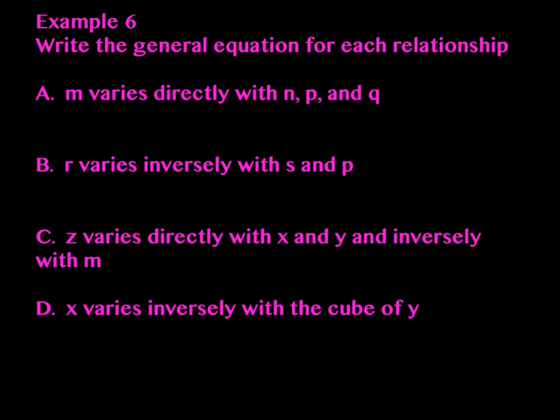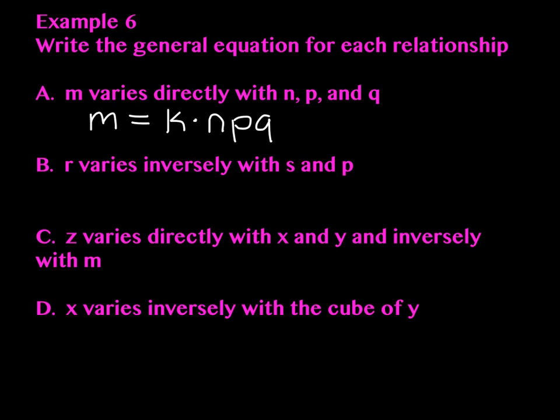All right, so in example 6, we want to write the general equation for each relationship. When I ask for the general equation, I just want k as a letter. If I want to figure out what k actually stands for, then I'm going to ask you for the specific equation. So I didn't give you any numbers here to solve for k, so when I say general, we're just leaving k as k. So if m varies directly with n, p and q, directly with all of them, m equals, directly is k times n, p and q, we'll just say k, n, p, q, all multiplied together. Not added, just all multiplied.